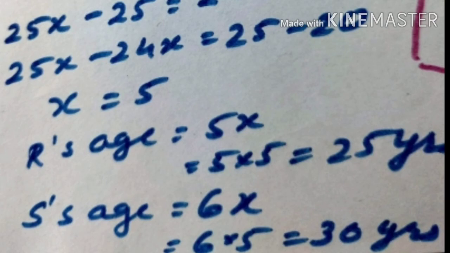Here Ram's age is equal to 5x. The x value is 5, so multiplying 5 by 5, Ram's age we get 25 years. And Shyam's age is 6x, so 6 times 5 is 30. So we get both Ram's and Shyam's present ages: 25 years and 30 years. So likewise, students, for some questions, without taking two variables, we can get the answer easily. You can solve this type of question like this.